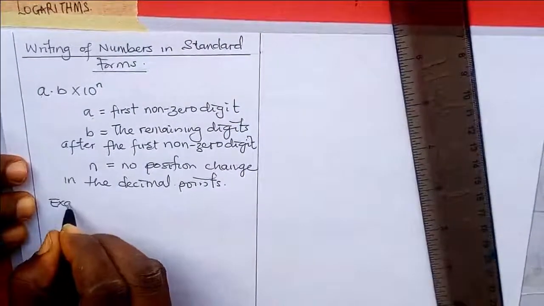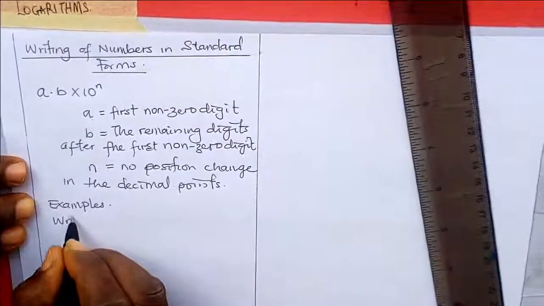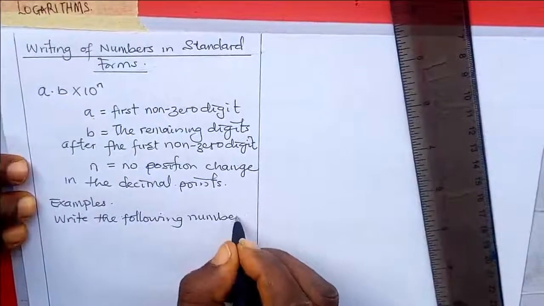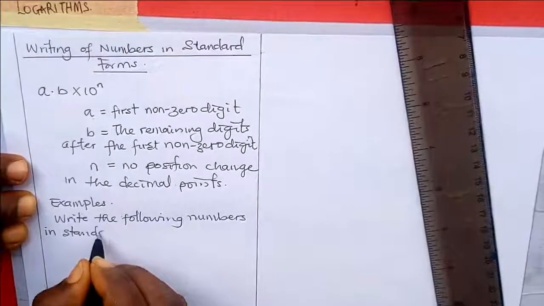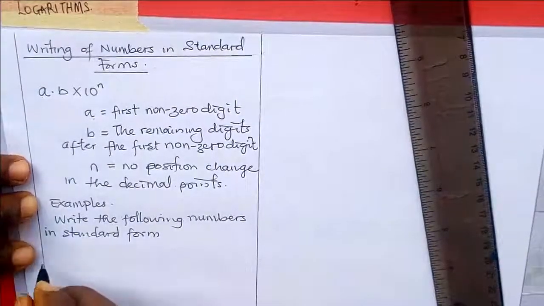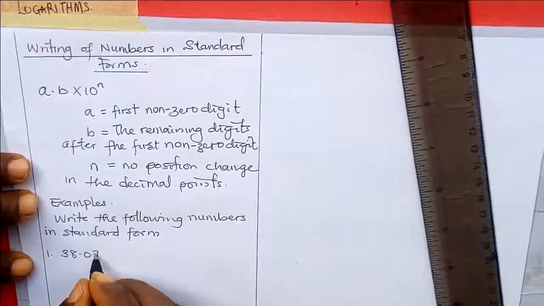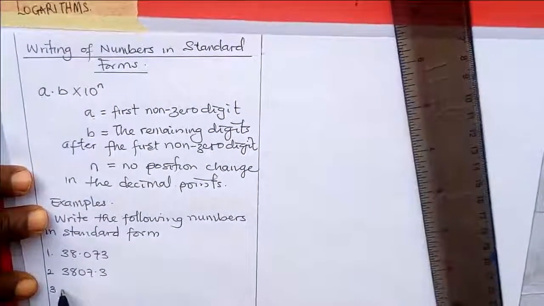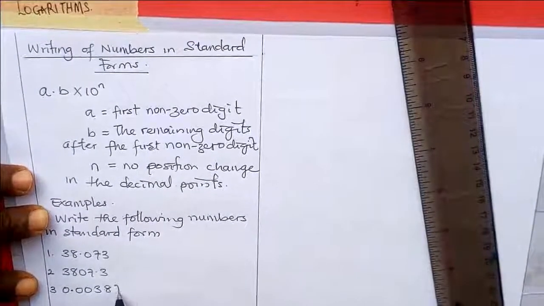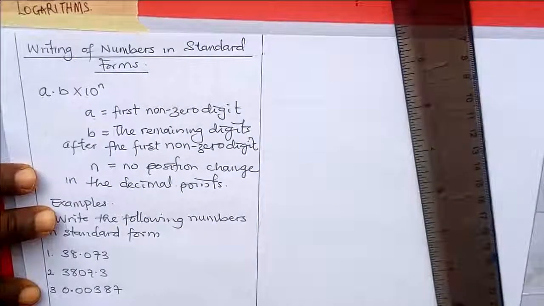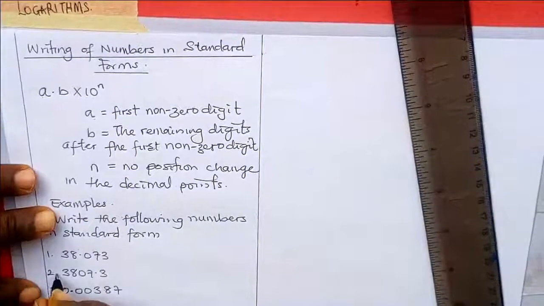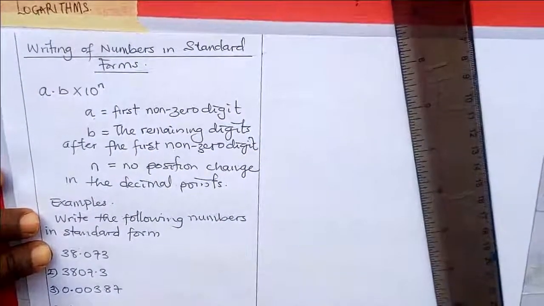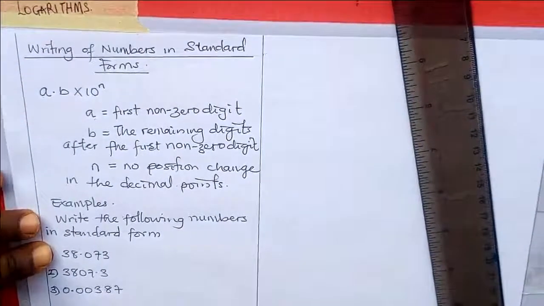So example: write the following numbers in standard form. Number 1, I have 38.073. Number 2, I have 3807.3. Number 3, I have 0.00387. Number 4, I have 9. Number 5, I have 555. Number 6, I have 0.010053.